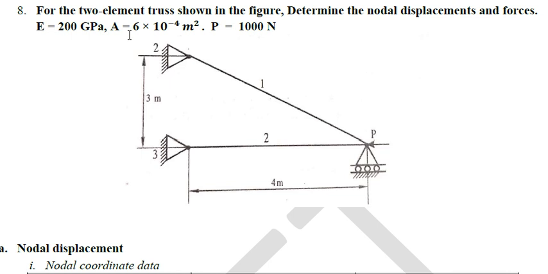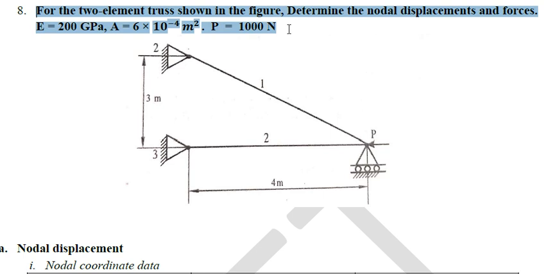In this class, I will deal with the next 3 problems, which are very important and which are a little different compared with those first 3 problems. Okay. Here it is given for the 2 element truss shown in the figure, determine the nodal displacements and forces. E is equal to 200 GPa, A is equal to 6 into 10 power minus 4 meter square. It is given in meter, that is the point to be noted.